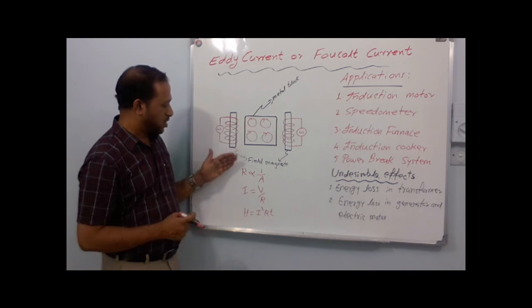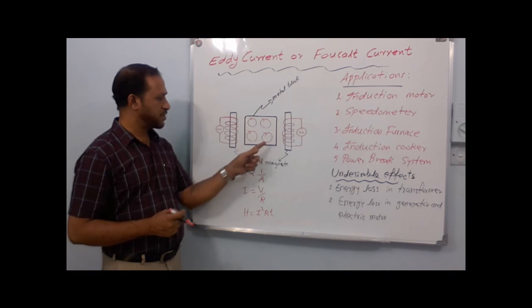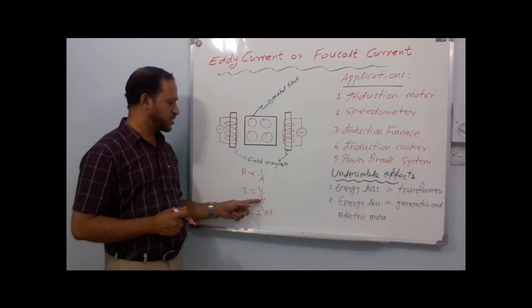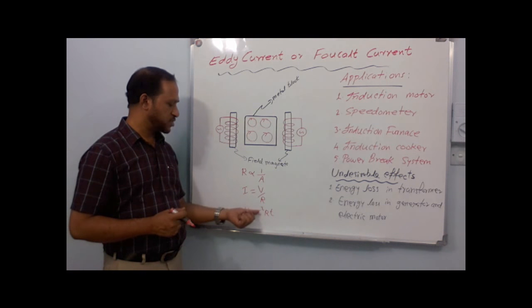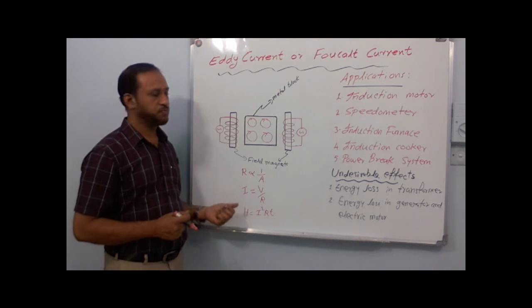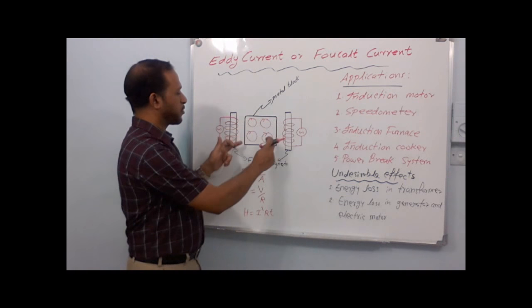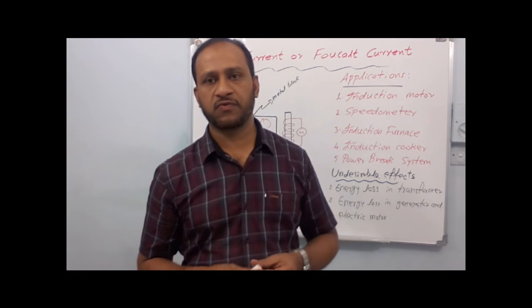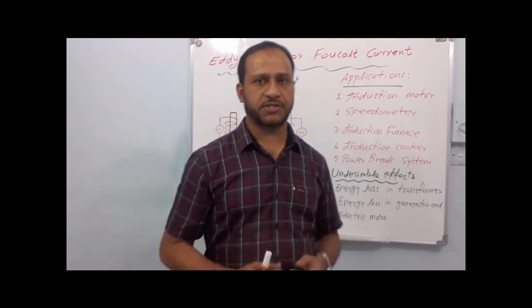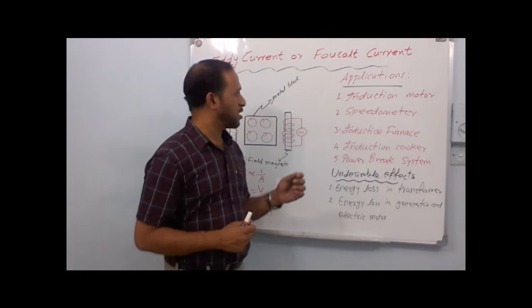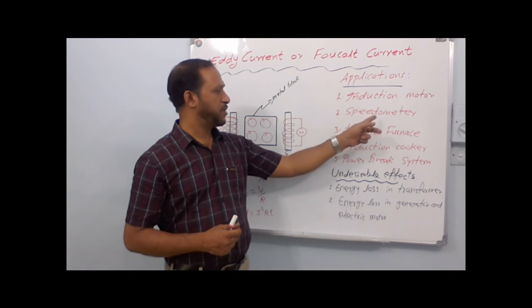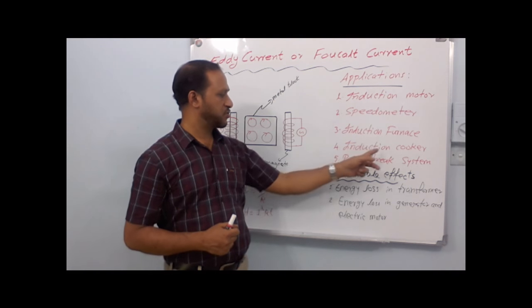So as a total effect, since it is a large metal block with a large area of cross section, resistance is very less, and since resistance is very less, current will be very high. As current is very high, by the square of that, heat energy will be produced. It means a large amount of heat energy will be produced in the block of metal due to eddy current. And that heat energy we can make use of in many practical appliances. Here we will see the applications of eddy current, mainly induction motor, speedometer, induction furnace, induction cooker, and power brake system.